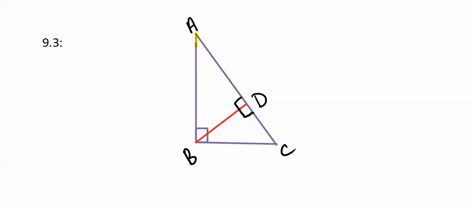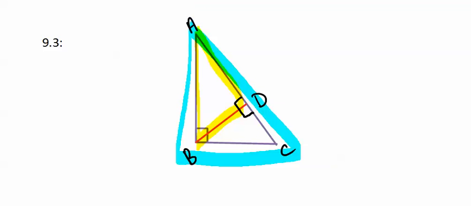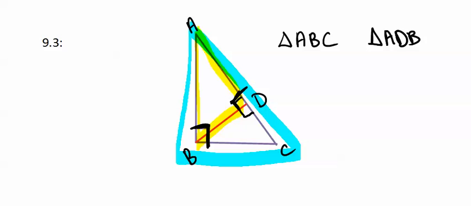Let's take a look at this triangle right here compared to the larger triangle. So we have triangle ABC and we have triangle ADB. What you'll notice in both triangles, they have 90-degree angles. So that means that one of the angles is congruent. But what you should also notice is that they share an angle, A. Therefore, triangle ABC is similar to triangle ADB.